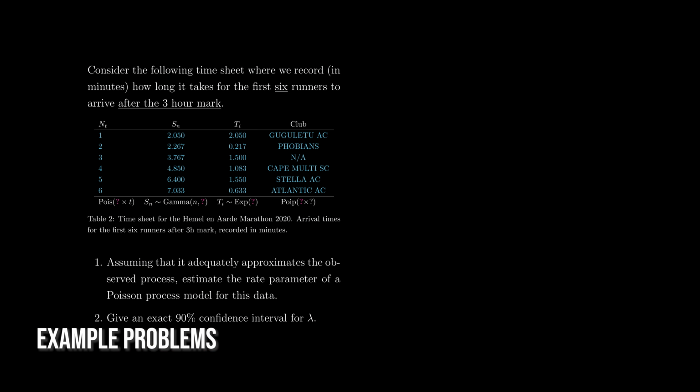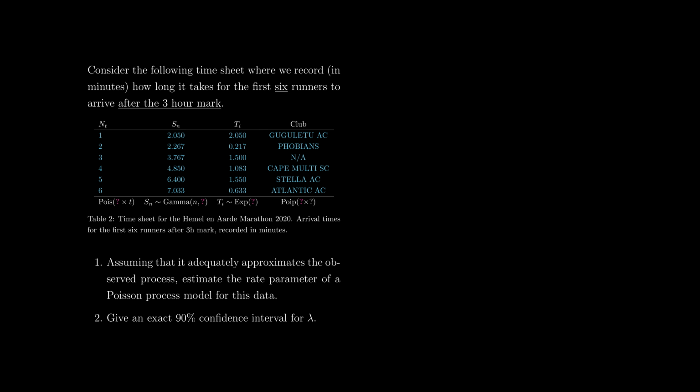Cool, so let's look at some example problems. Okay, so consider the following timesheet where we record in minutes how long it takes for the first 6 runners to arrive after the 3-hour mark of the Himmel en Aarde marathon that we ran in 2020. Note that we're not looking at the first runners to cross the finish line. We say that we're going to start recording at the 3-hour time, and then we're going to wait for the first 6 runners after that point in time to arrive. And then we're going to write down the times.